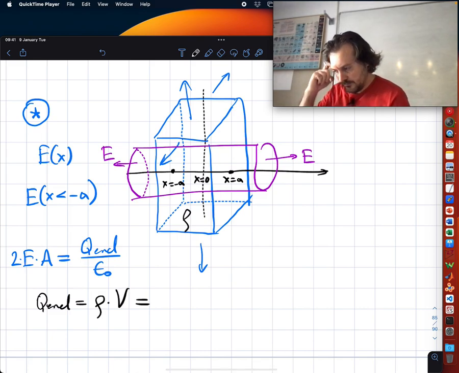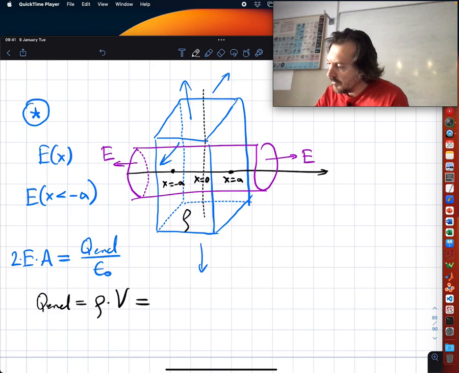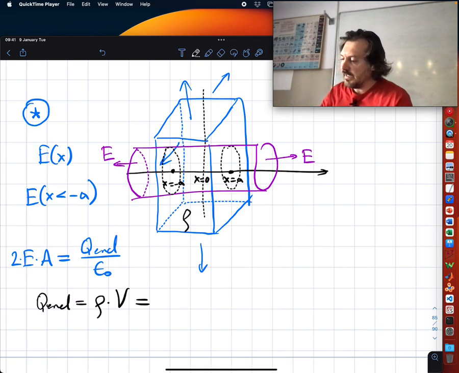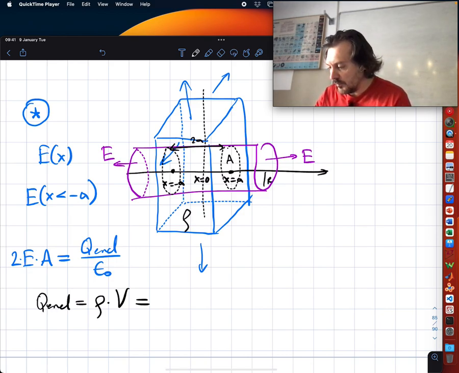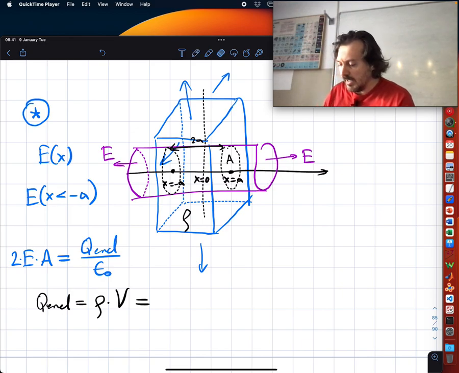What is the volume? It's like this area over here times the distance over here, right? Which is 2a. I mean, if it was r, then it would be pi r squared. But we went with a already. Okay? It doesn't matter. So, rho times 2 times a times area. Did you follow this? Yes?